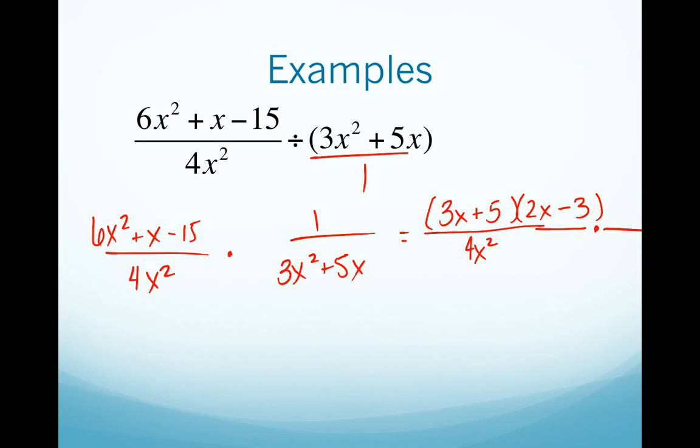Times, I'm running out of space here, 1 up top. On the bottom, you just have a GCF of x, and then you're going to be left with 3x plus 5. So now this is one giant fraction. When I multiply, I have a common factor of 3x plus 5 on both the top and the bottom, but that's the only common factor. So in the numerator, I'm left with 2x minus 3. In the denominator, 4x squared times x is a 4x to the third.